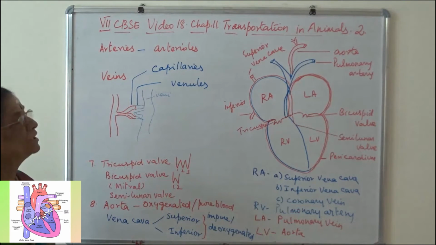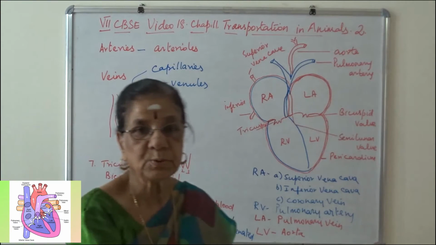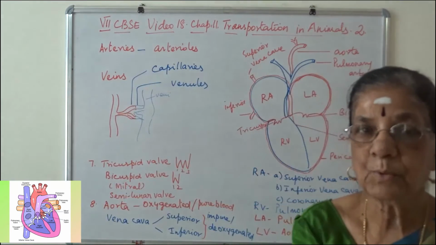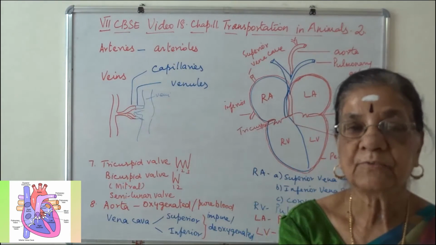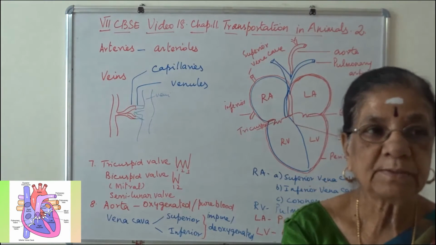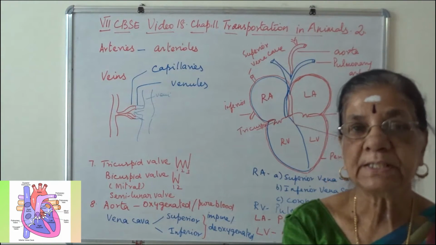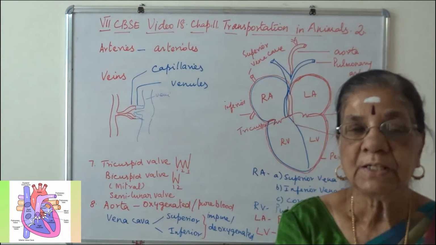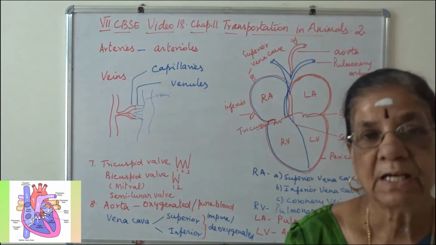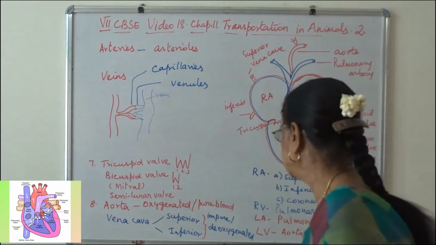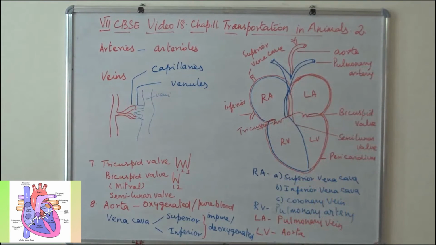And before that I would like to say, arteries supply pure blood to various parts of the body except the pulmonary artery. Same way, veins collect impure blood from various parts of the body except the pulmonary vein. Due to the position of the pulmonary artery and vein, they function the other way. And then the right atrium receives impure blood through superior vena cava, inferior vena cava and coronary vein.